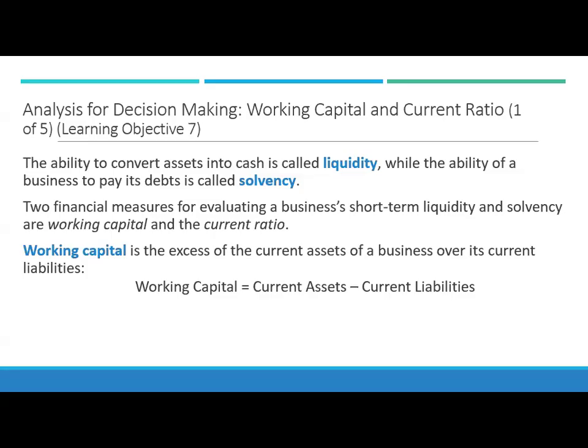We're going to talk a little bit about working capital and current ratio, and that relates to the liquidity of a business and the solvency of a business. So working capital is current assets minus current liabilities.